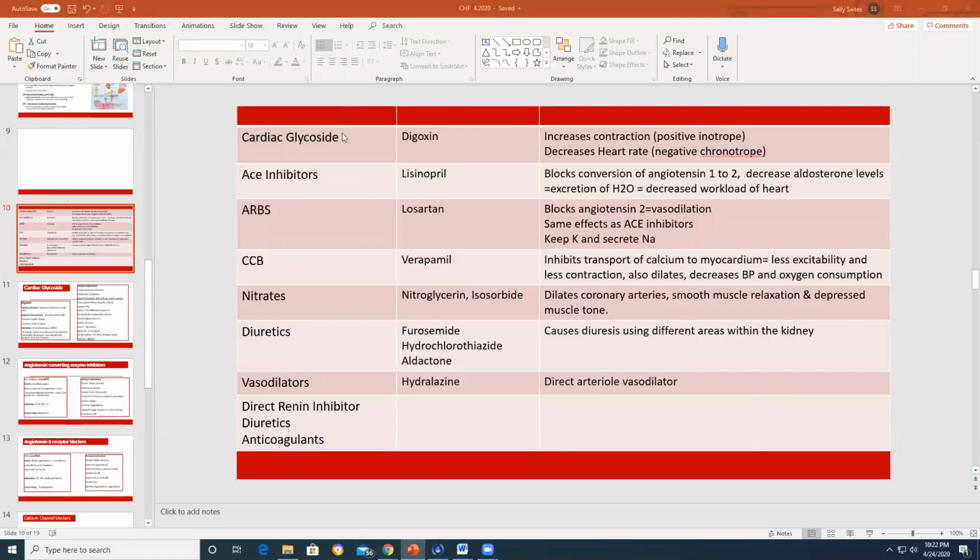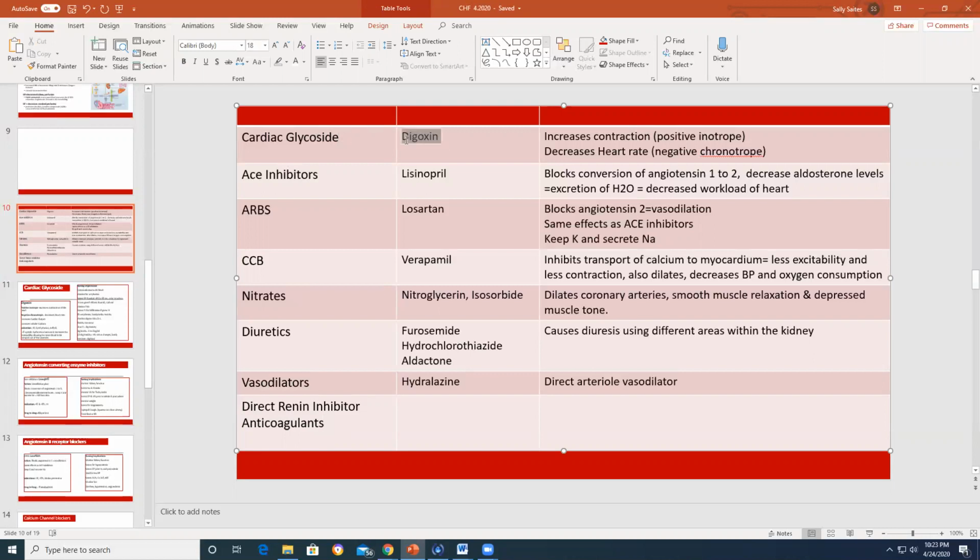the medications themselves. So we have cardiac glycosides, ACE inhibitors, which is angiotensin converting enzyme inhibitors, ARBs, calcium channel blockers, nitrates, diuretics, vasodilators. There's also a new medication that is a direct renin inhibitor, so it acts on the RAS system. All right, have diuretics there. And then anticoagulants. So we'll get to anticoagulants in a moment. It should be at the end of the slide because we've already talked about them, but I want to tell you why we use them with hypertension and heart failure.